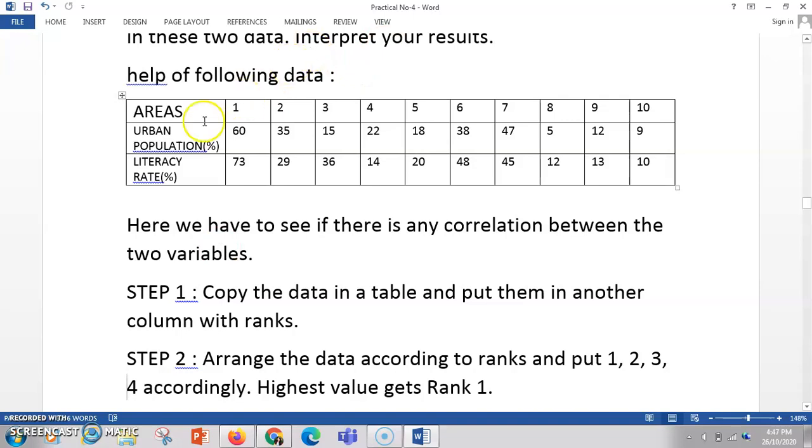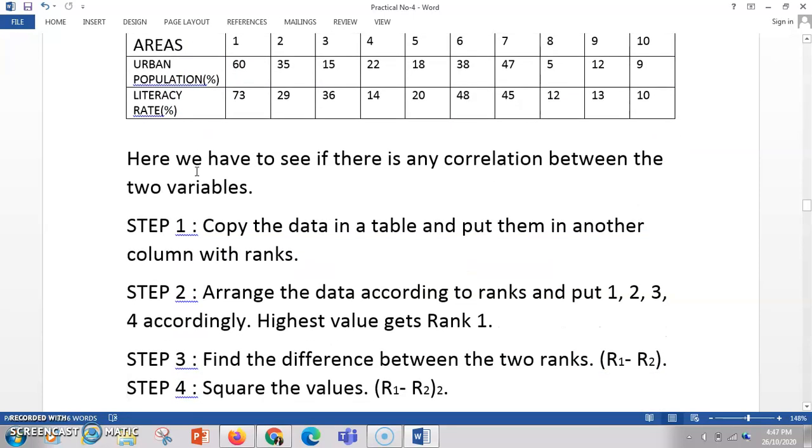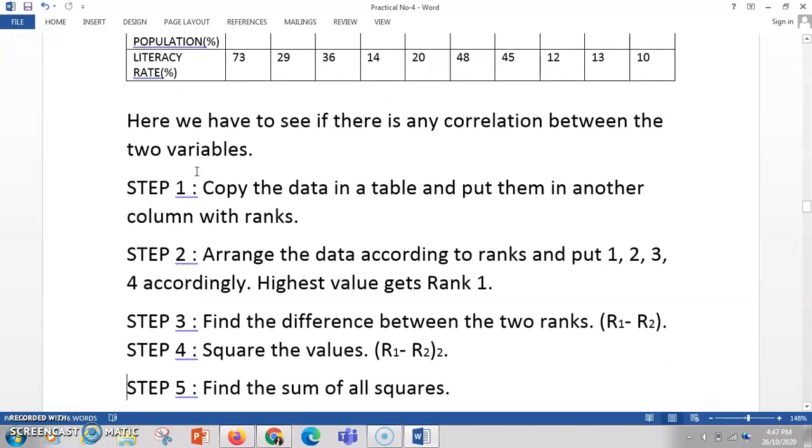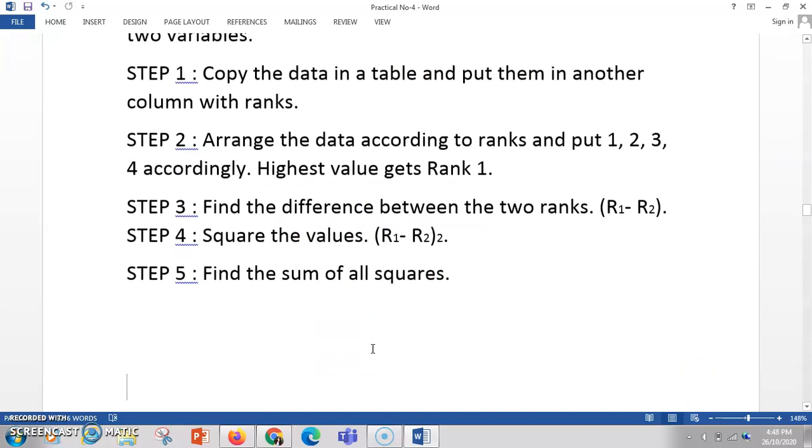First of all, the data of area, urban population and literacy rate, we have to plot inside a table. After that we have to give the rankings to it, and then take the difference of those rankings and find the square of those differences. So let us start with it.